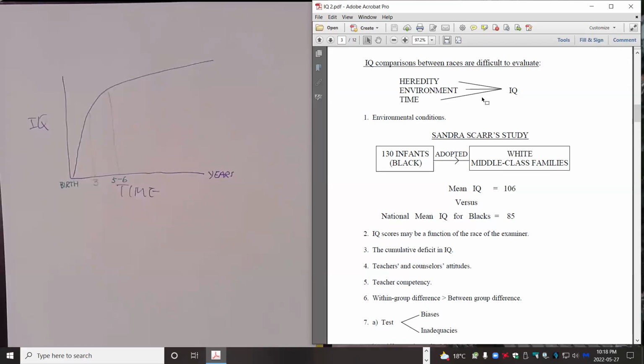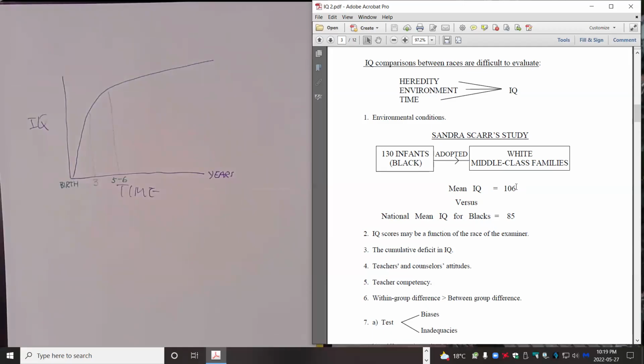Okay, are you good? Okay, take a look at the environmental conditions. A very, very famous experiment by Sandra Scarr. Here she studied 130 Black infants right after birth. They were adopted by white middle-class families. Then Sandra Scarr followed them for many, many years. And then she came back with the following observation. The mean IQ of these 130 Black children, 106. Now, the mean IQ for white people is 100.